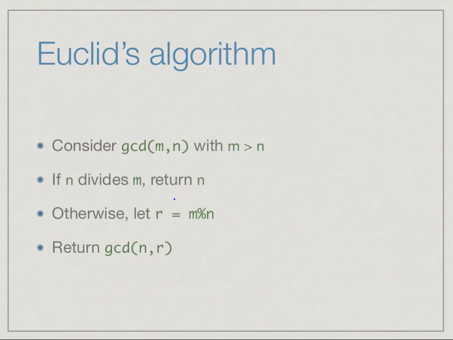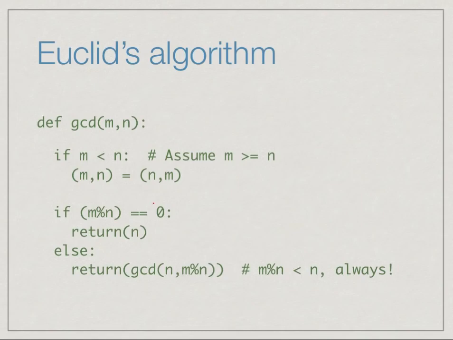It says, consider the GCD of m and n, assuming that m is bigger than n. Now if n divides m, we are done, we just return n. This is the same as before. Otherwise, let r be the remainder, the value of m divided by n, and return the GCD of n and r. And at this point, one important thing to remember is that r is definitely less than n. So we don't have to worry about this condition here. We don't have to take the max and the min as we did for the difference, because the remainder is guaranteed to be less than n, otherwise n would go one more time.